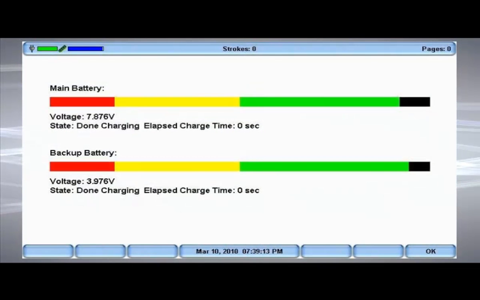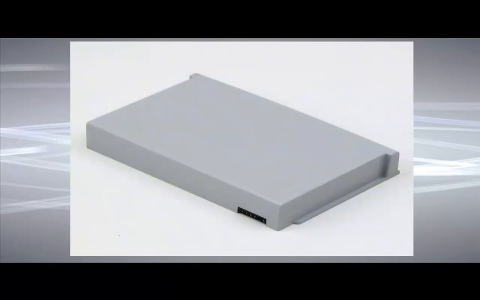The Wave employs advanced battery technology that prevents the batteries from overcharging, so you don't have to worry about leaving the writer plugged in overnight or over a weekend. For additional information on the Wave's batteries, please see the Wave User Guide, available on this CD.